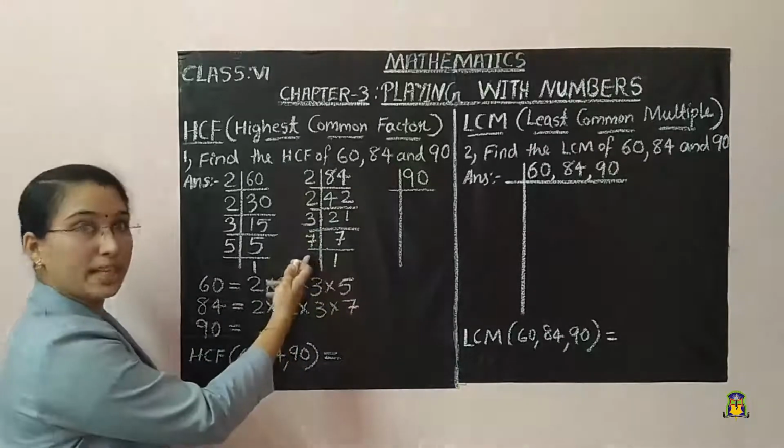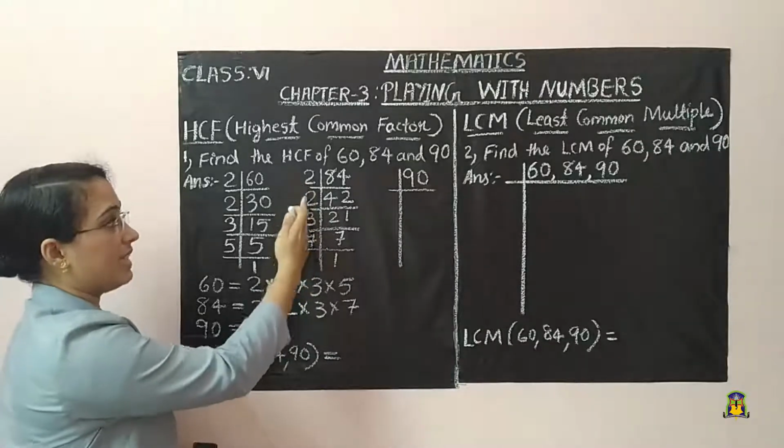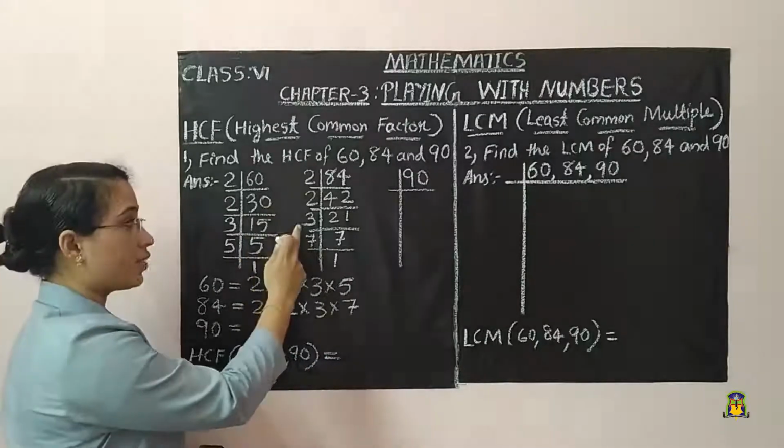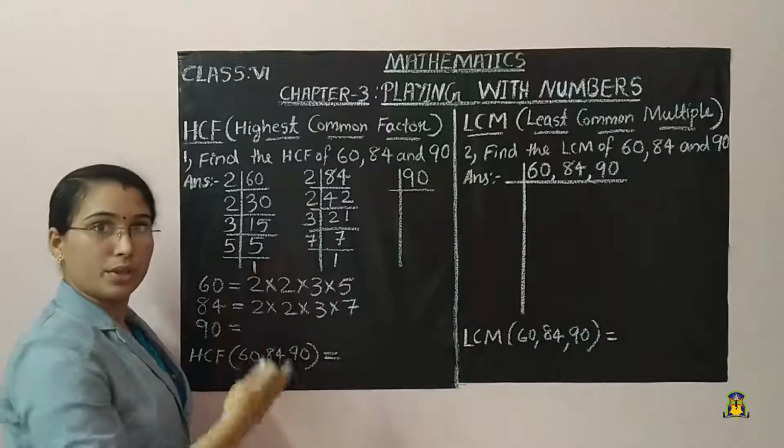Here we write only the prime numbers. First you write the least prime number. If that number is not possible, then you take 3. If 3 is not possible, then you take 5. That order you want to follow.